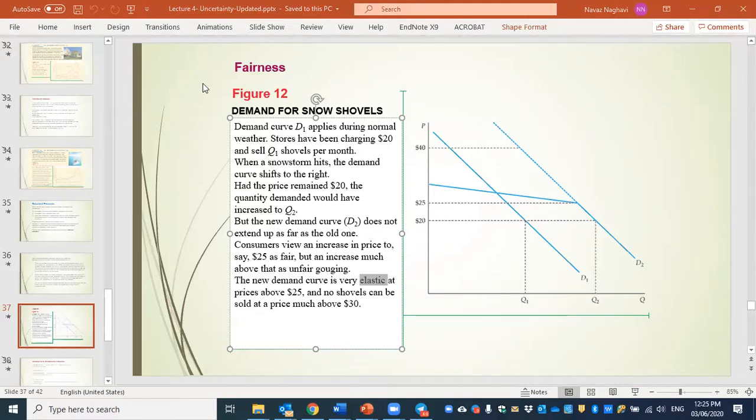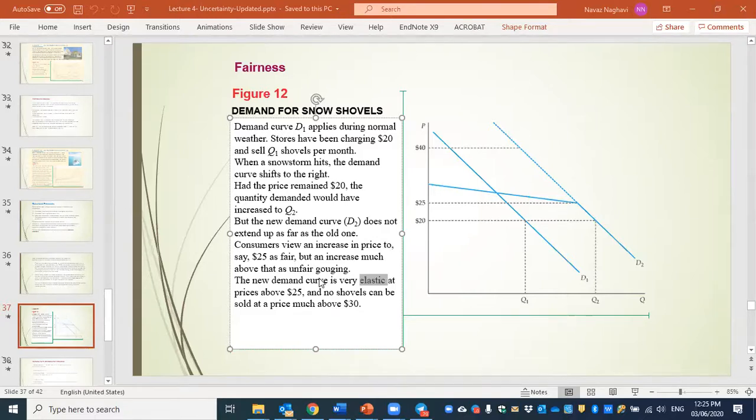What is the relationship between a slope and elasticity? If you want to show that one function is very elastic, what does elastic mean? It means that with one unit increasing price, you substantially decrease your demand. That is the meaning of elastic demand curve.